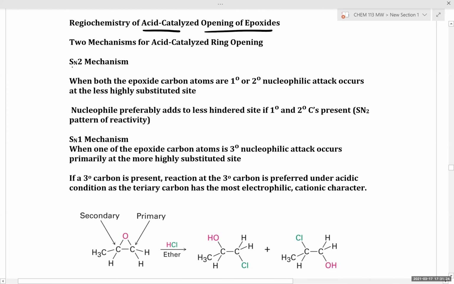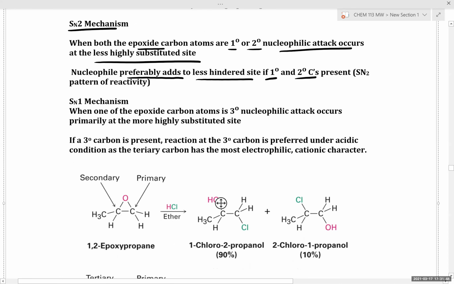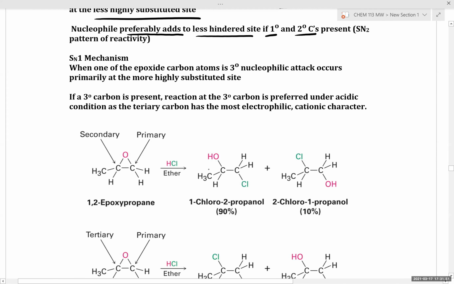The first of which is an SN2-like mechanism. If your epoxide carbon atoms are primary or secondary, you can sometimes see nucleophilic attack at the less highly substituted site. If you only have primary or secondary carbons present, your nucleophile will preferentially add to the less hindered site. This is commonly seen if you treat an epoxide with hydrochloric acid. We protonate our epoxide, and then from there, our nucleophile attacks the least hindered position.